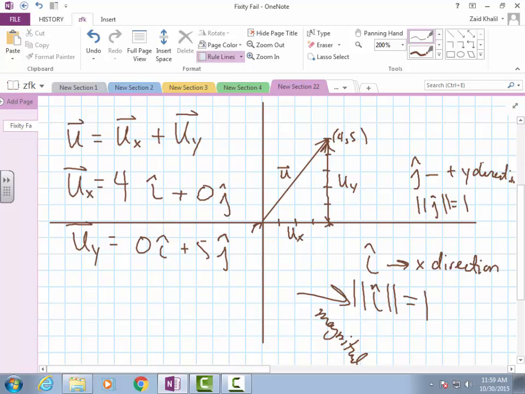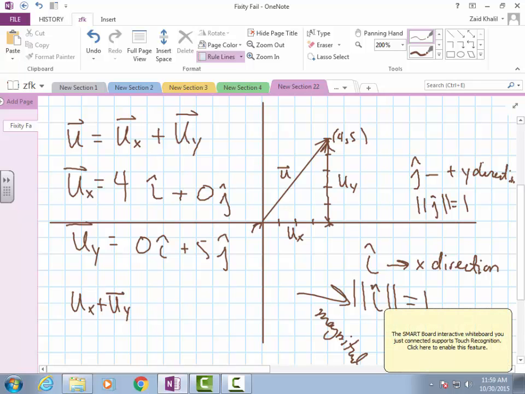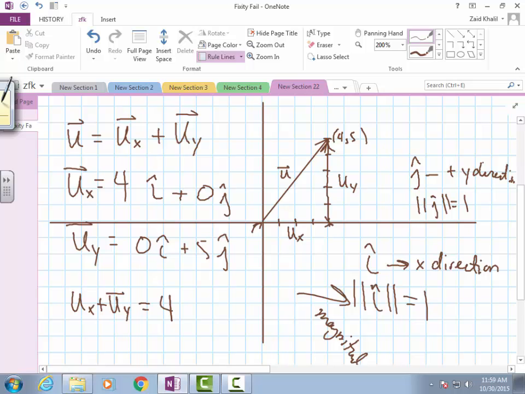And notice, what is u plus v equal? Well, if you really think about it for a second, what am I actually doing? I'm describing how you add vectors. In other words, how you add vectors is you add their components. Notice you don't add 4 and 5 and get 9. You add 4 and 0 and get 4, right? And you add 0 and 5 and get 5.